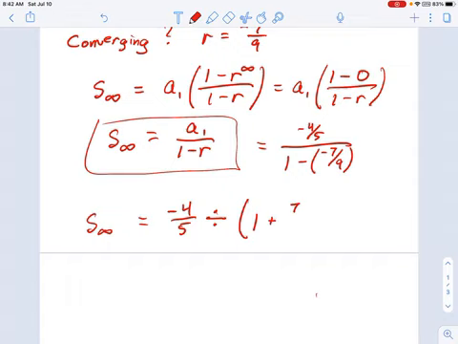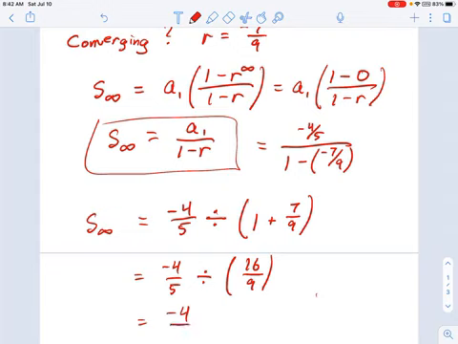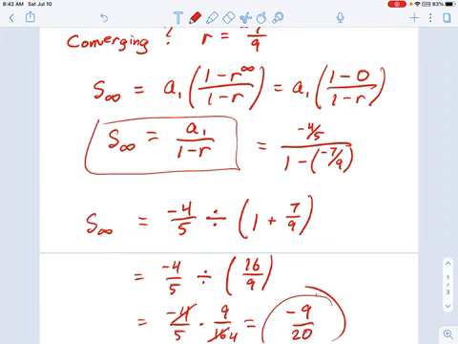That's 1 plus 7/9. Okay, which is negative 4/5 divided by 9 over 9 plus 7 over 9. Okay, so that's 16 over 9. And not so bad anymore, because now it's just multiplying by the reciprocal. So 9 over 16. 4 crosses out with the 16, leaves a 4 on the bottom. This becomes negative 9 over 20. Okay, and that's how you would calculate the sum of a converging sequence.